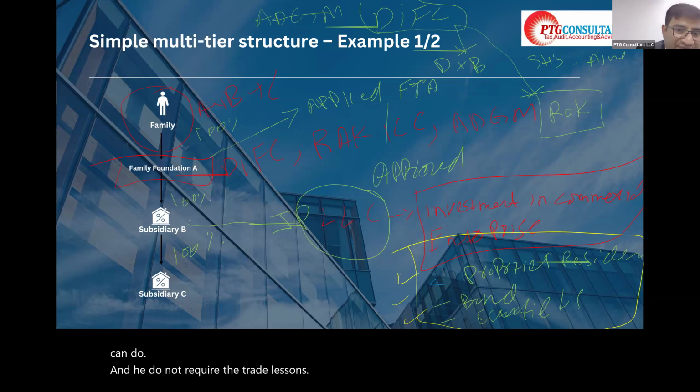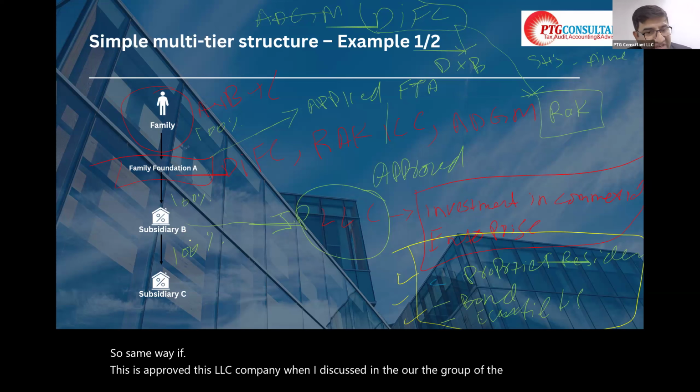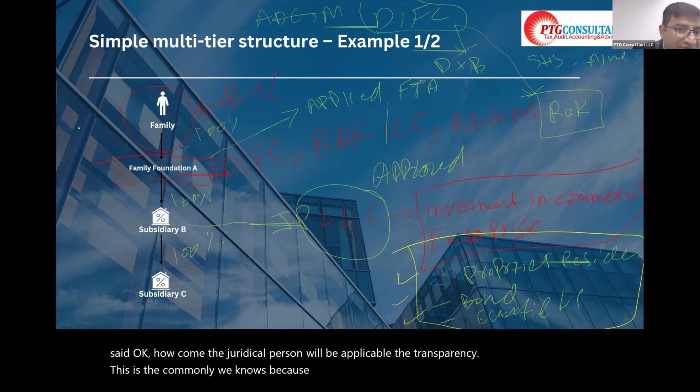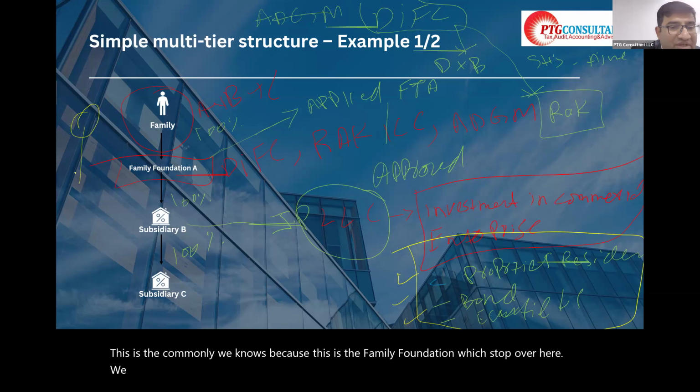Same way, if this is approved, then for this LLC company, when I discussed in the tax agent group, they said, okay, how come a juridical person will be applicable for transparency? Commonly we know this because this is a family foundation. We stopped over here; we didn't think about the next one.